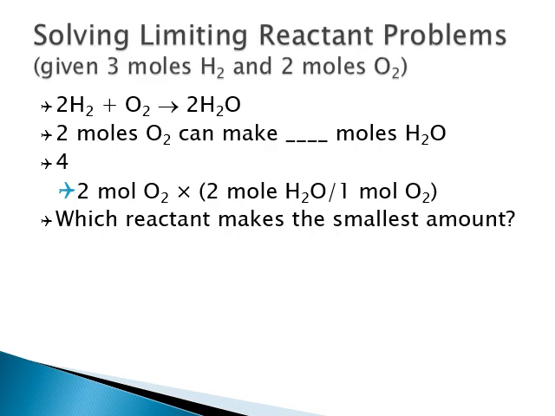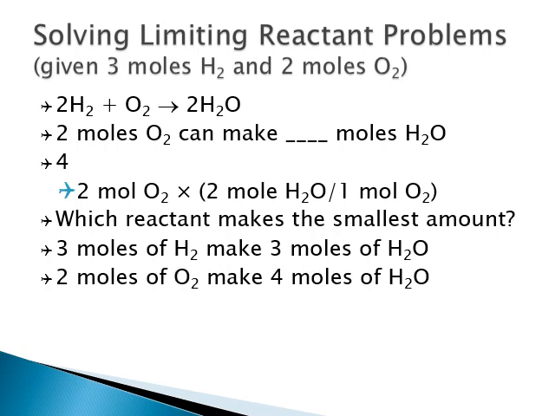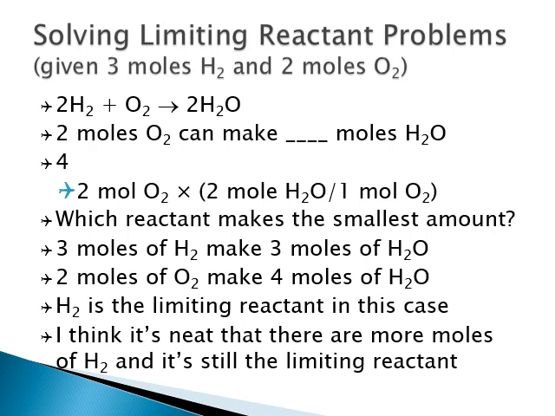So which reactant makes the smallest amount? 3 moles of hydrogen make 3 moles of water. 2 moles of oxygen make 4 moles of water. The limiting reactant makes the smallest number of moles of product, the smallest amount of product. H2 is limiting in this case. And in this example, I think it's neat that there are actually more moles of hydrogen, but it is still the limiting reactant. So don't always pick the smallest amount of the given reactant. That's not always limiting.